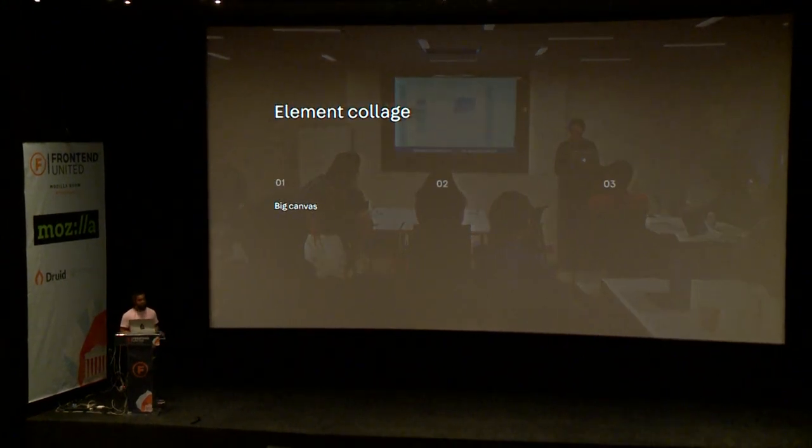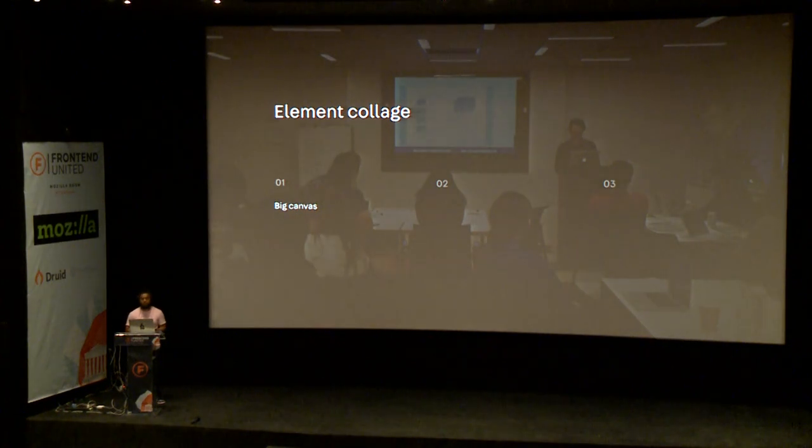So I have three tips for you in making an element collage, and I'll show you a couple of examples. The first guideline for an element collage is to work with a really big canvas. If you're using Photoshop, make it 2,000 by 2,000 minimum. If you're using Sketch, don't use an artboard. Keep the default canvas so that it's infinite, right? You don't have any boundaries around it. The idea is to let the content and the ideas inform the canvas size, not the other way around. So don't introduce an artificial constraint this early.